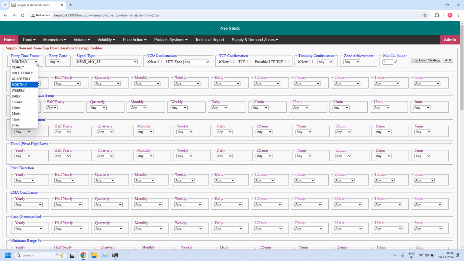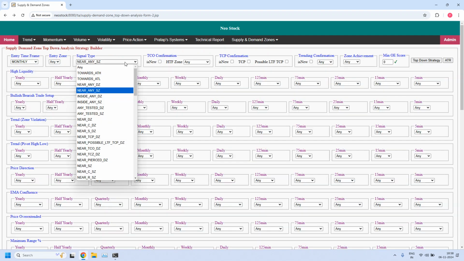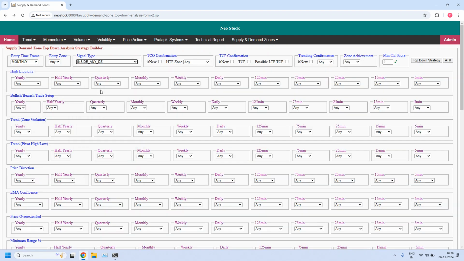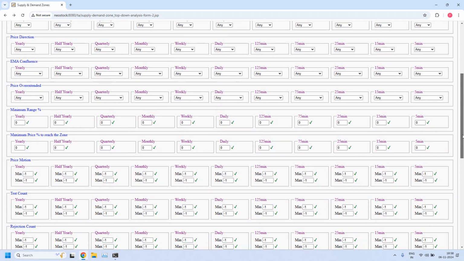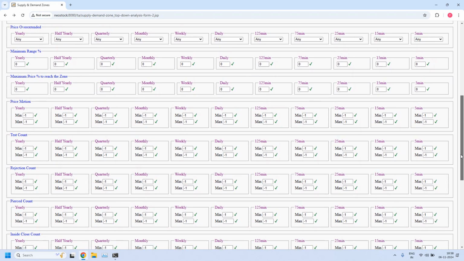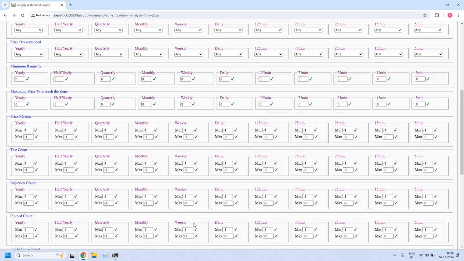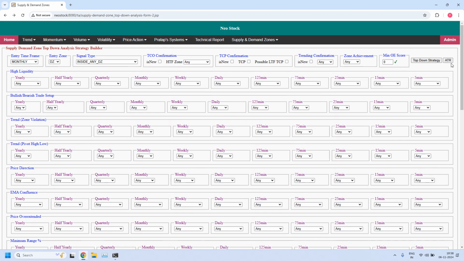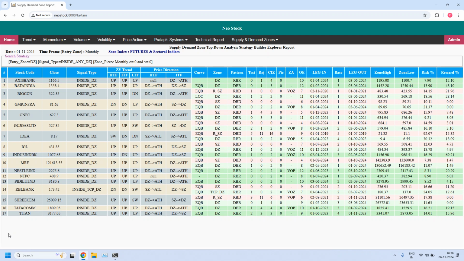Next, monthly time frame, let's find the stocks where price closed inside monthly demand zone. Entry time frame daily demand zone, and those demand zones should not be pierced. So in monthly time frame, I am setting minimum value 0, maximum value 0. That means pierced count should be 0. Pierced count 0 means zone is not pierced. So 17 stocks are filtered.